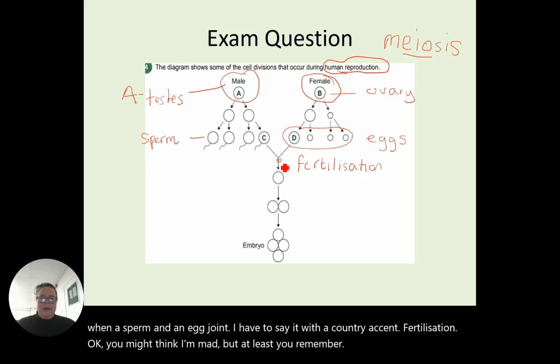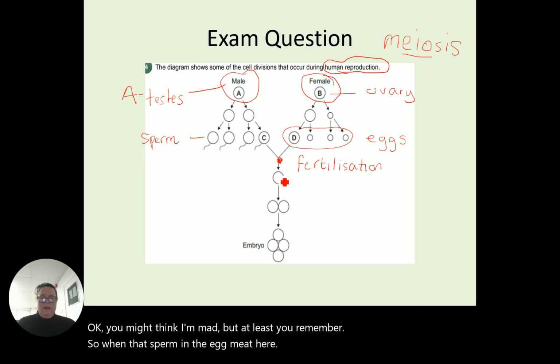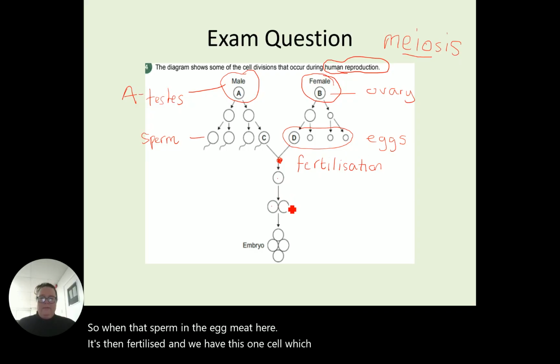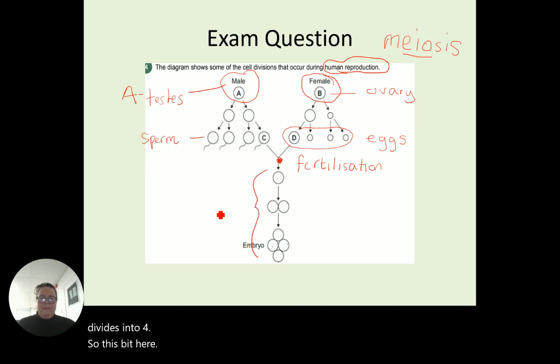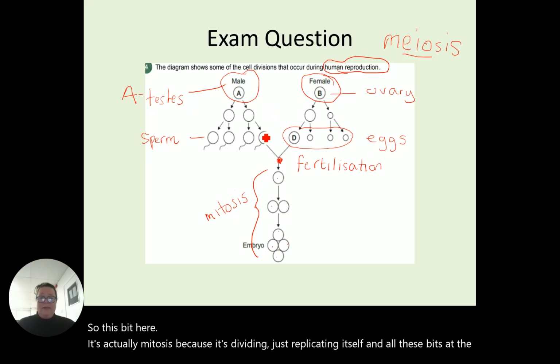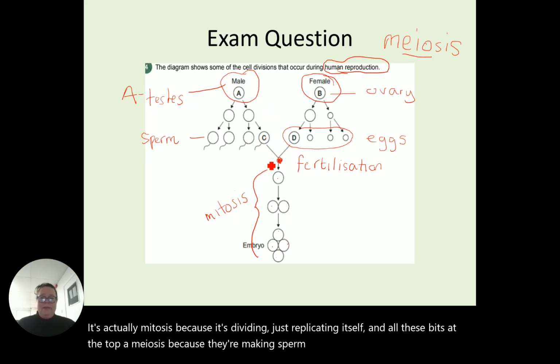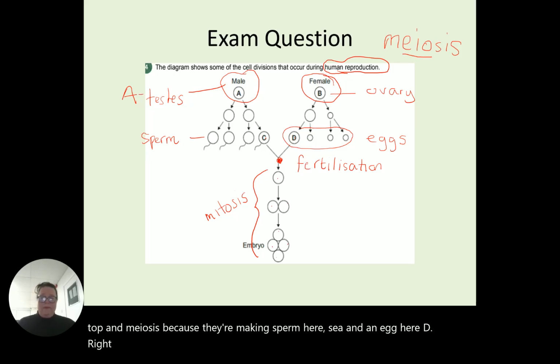So when that sperm and the egg meet here, it's then fertilized, and we have this one cell which divides into 2, which then divides into 4. So this bit here is actually mitosis, because it's dividing, just replicating itself. And all these bits at the top are meiosis, because they're making sperm here, C, and an egg here, D. Right, we've got all that from that information.